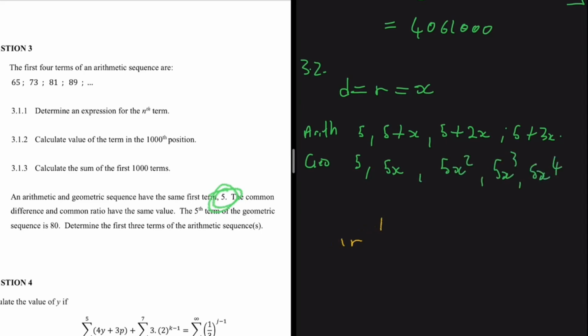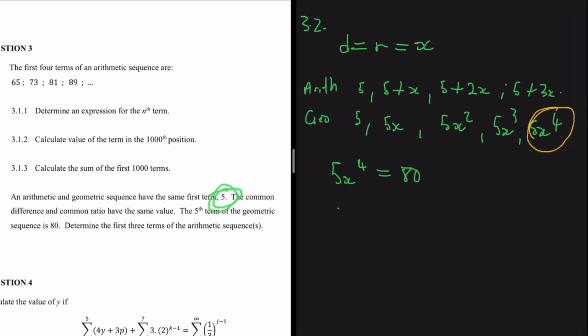And so on, right? And then we are told that the fifth term, 5x to the 4 of the geometric sequence is equal to 80, right? So now we can say that 5x to the 4 is equal to 80. Now we can divide both sides by 5, right? You're going to get x to the power of 4 is equal to 16, right? If we take square roots on both sides, we're going to get x squared is equal to 4. And then if we take square roots again, we get x is equal to 2 or x is equal to minus 2.